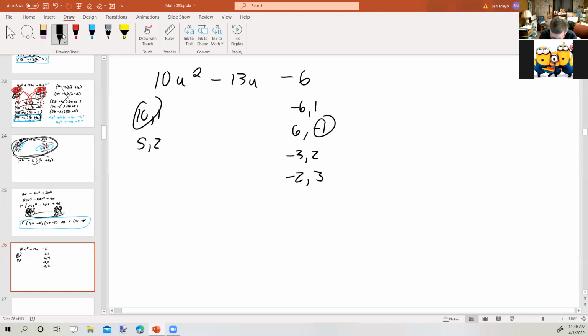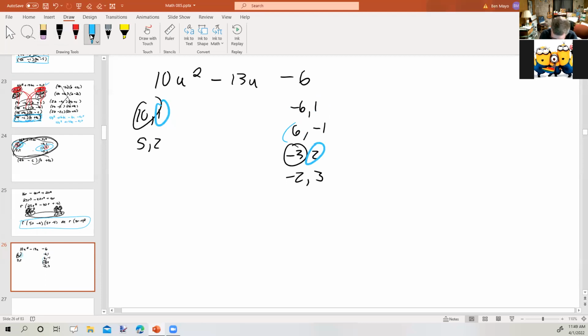10 times negative 1 is negative 10. 1 times 6 is 6. Negative 10 plus 6 is negative 4. And as you can see, by going from here to here, it's not going to work. I'm just going to switch the signs. So you might argue, well, that was a waste of time. But anyway, all right, let's take a look at 10 times negative 3, which is negative 30.